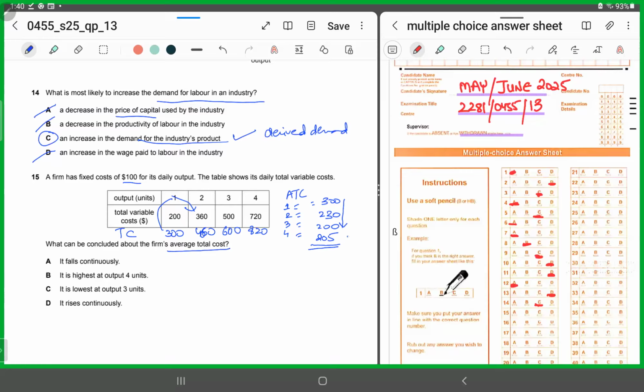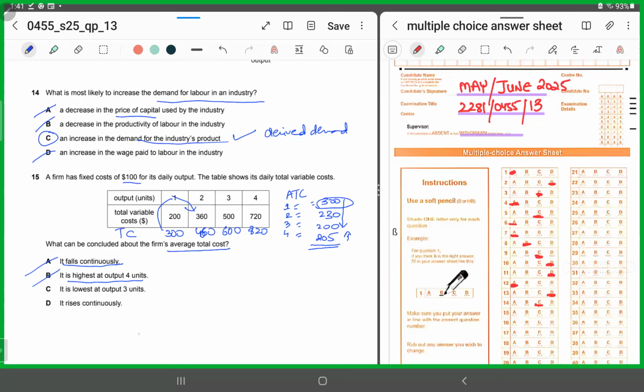Now let's look at the options. It says it falls continuously. No, it doesn't fall. At the fourth unit, it rose. So you'll chop A. B says it was highest at 4 units. It was highest at 1 unit, 300. So you'll chop B.